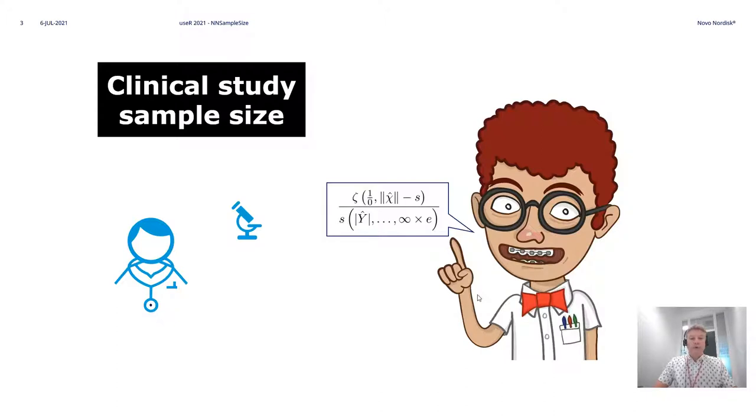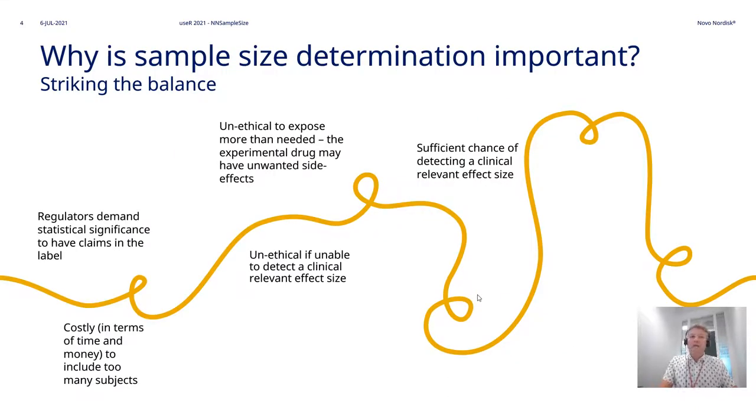When we are going to determine the sample size in a clinical study, it typically goes like this. A medic comes to the statistician with some assumptions and a trial design and wants us to calculate the number of subjects needed to show the expected effect sizes. We go back, calculate the numbers, and return to the medic, who may again discuss and come up with new choices of parameters, and then the process reiterates. But why is it important?